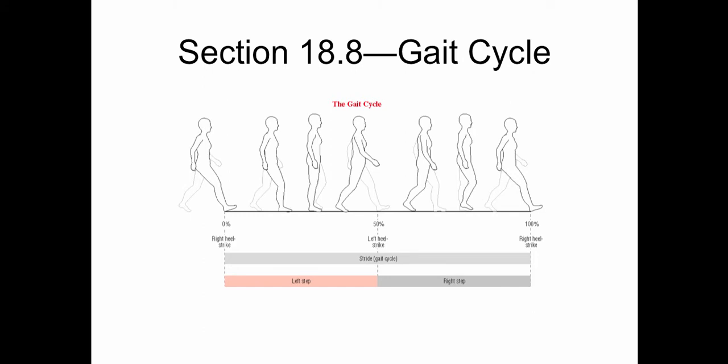The gait cycle is defined as the cyclic pattern of engagement of muscles and joints of the body when walking. As seen in this illustration, the gait cycle begins with one heel strike and ends with the same side heel strike. One gait cycle is comprised of one stride, which in turn is comprised of two steps.